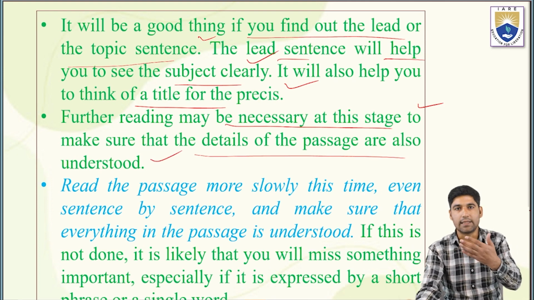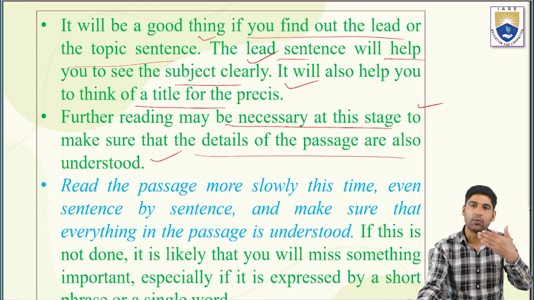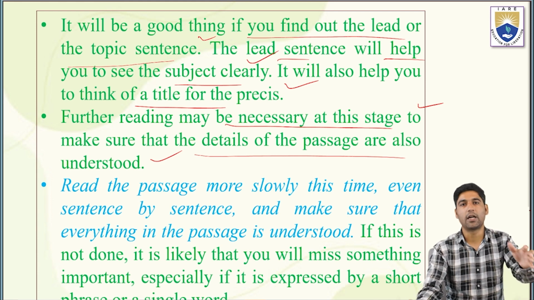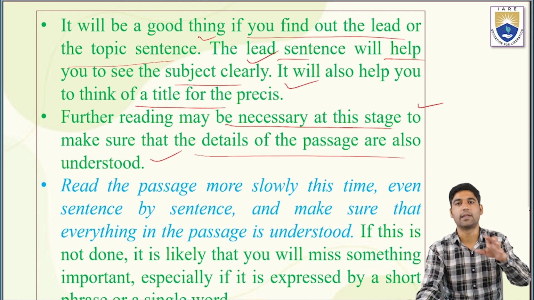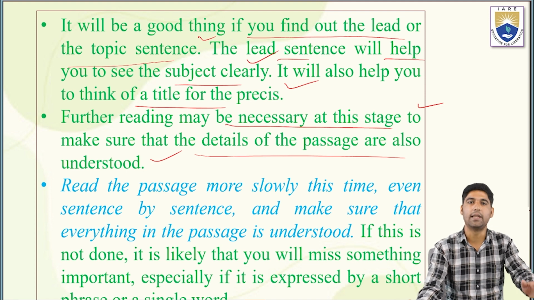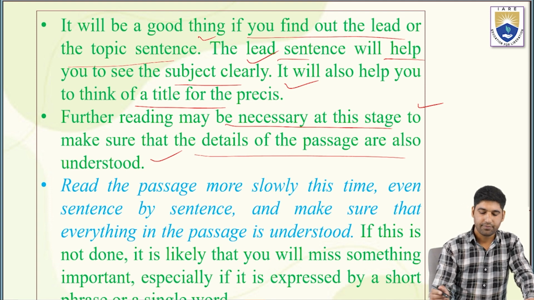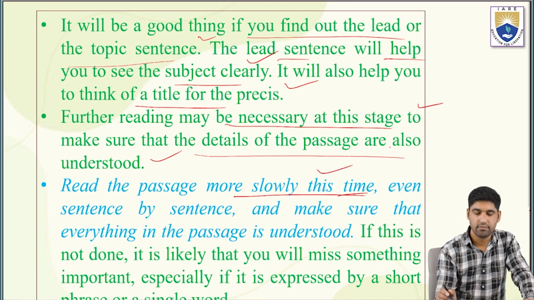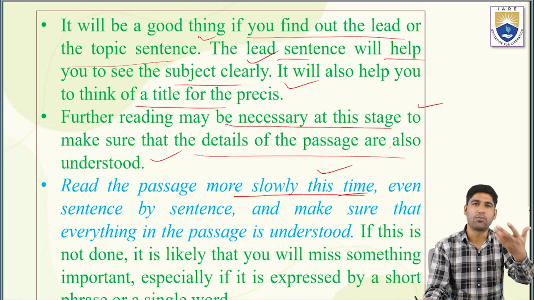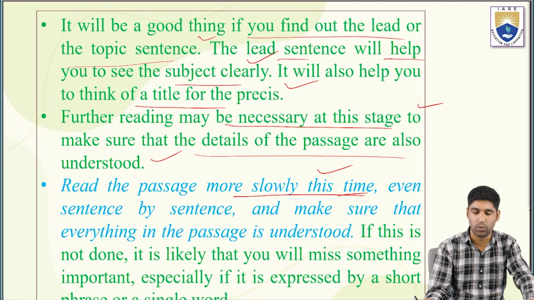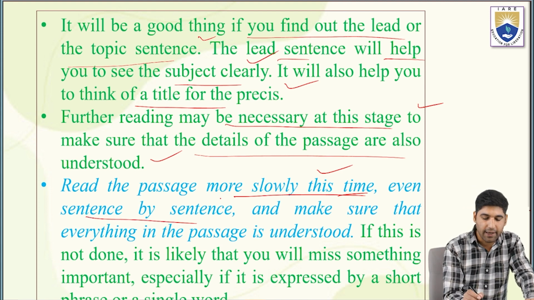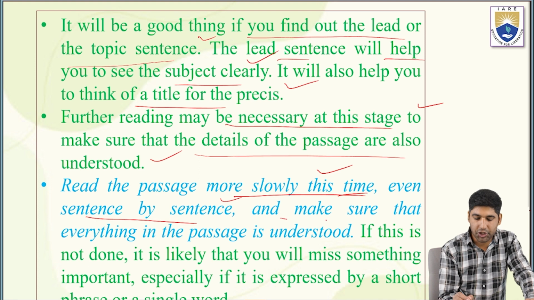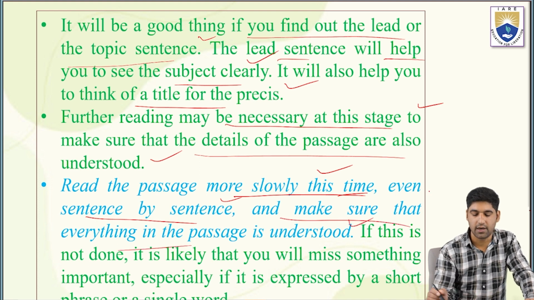So for further details, as I told you, we should read it once, twice, or thrice so that we can get all the details which are there in the passage. And it's better to read the passage slowly this time. During our third or fourth reading, it's better to read slowly, even sentence by sentence, and make sure that everything in the passage is understood.